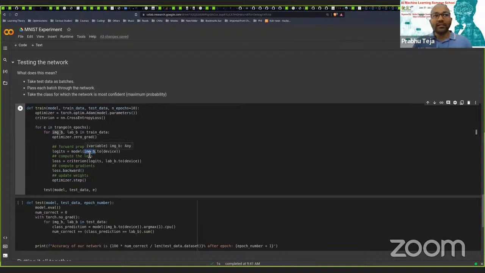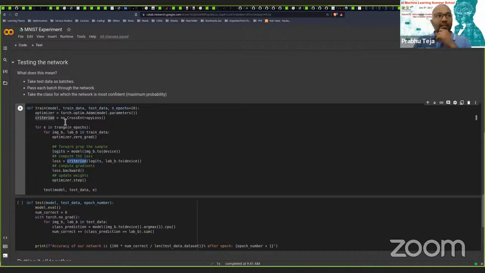What we do here is, the image batch is first sent to the appropriate device. The device is a CPU or a GPU, depending on what you have. In this case, we have a GPU. So this data that is loaded is transferred to the GPU, and the model just forward props the data through the network, and it produces what are called logits, which is the 10 dimensional output I had mentioned. Given those 10 dimensional outputs, how wrong we are is something that the criterion tells.